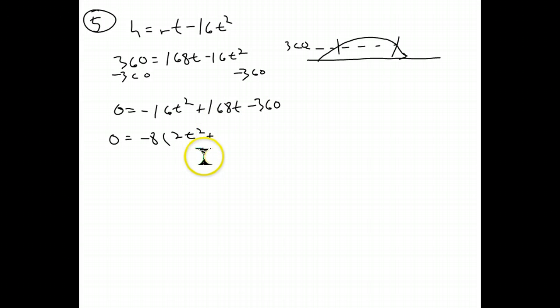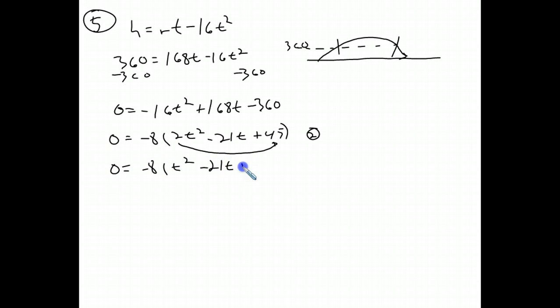minus 21t plus 45. We have a number in front of our t squared, so we're going to do our bottoms up, so multiply it by the 45, circle it off to the side to make sure that we come back to it. So 0 still equals negative 8 t squared minus 21t plus 90. Now we can do our double bubble with this. So 0 equals negative 8, double bubble.